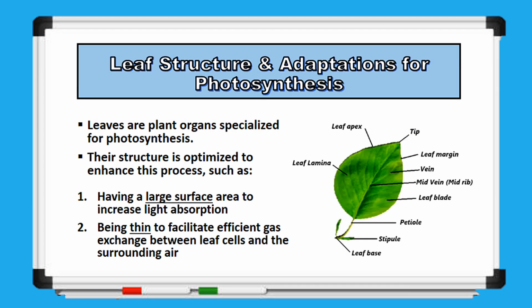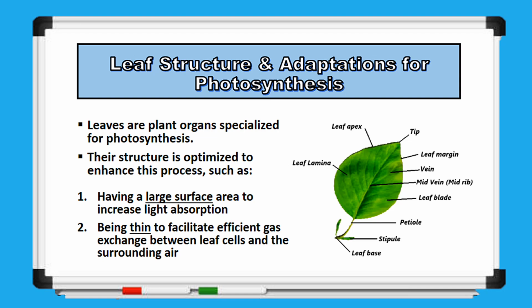Let's explore the structure of a leaf and how it's adapted for photosynthesis. Leaves are specialized plant organs designed mainly for one purpose, to carry out photosynthesis. Their structure is carefully adapted to make this process as efficient as possible. One of the key features of a leaf is its large surface area, which allows it to absorb as much sunlight as possible. Another important adaptation is that leaves are thin, which helps gases like carbon dioxide and oxygen to diffuse quickly in and out of the leaf. These two features, a broad surface and thin structure, work together to maximize photosynthesis.